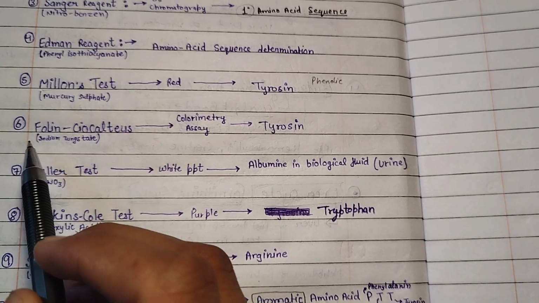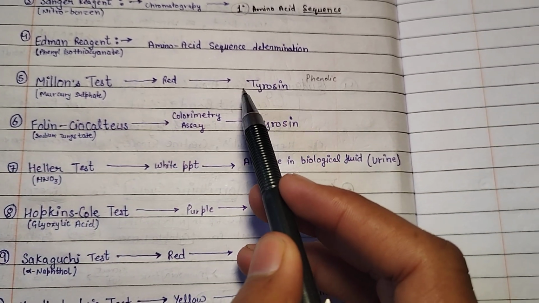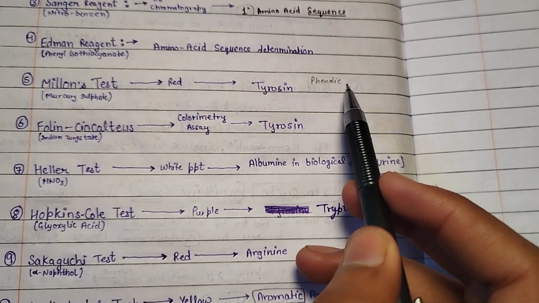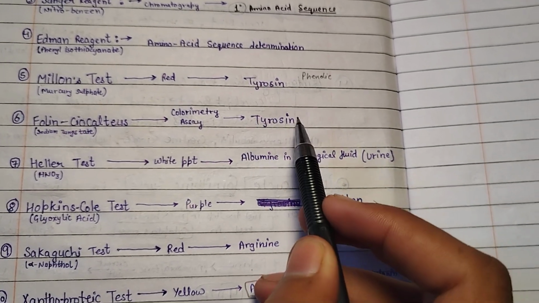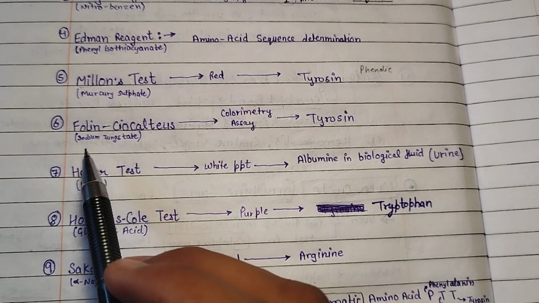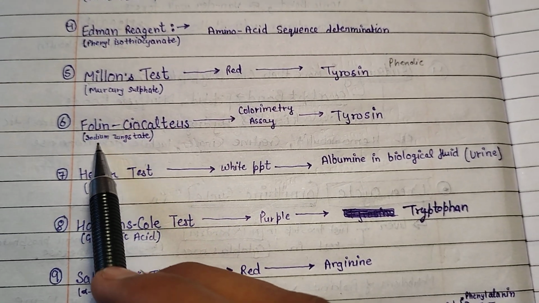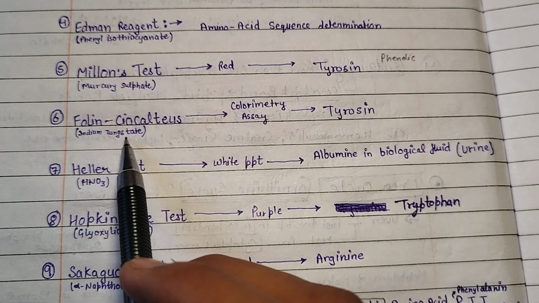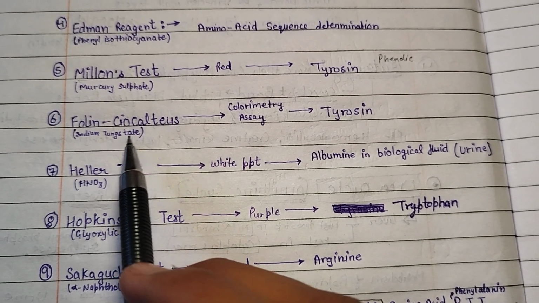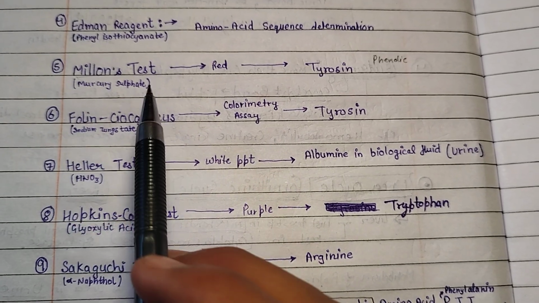So Millon's and Folin's tests are both used for the determination of tyrosine, which is a phenolic amino acid. Hope you got this one. In Folin's test, sodium tungstate is the reagent. In the case of Millon's, it is mercuric sulfate. Remember this.